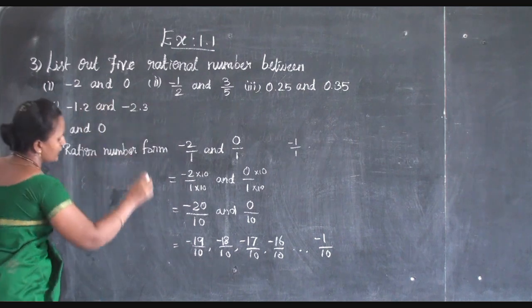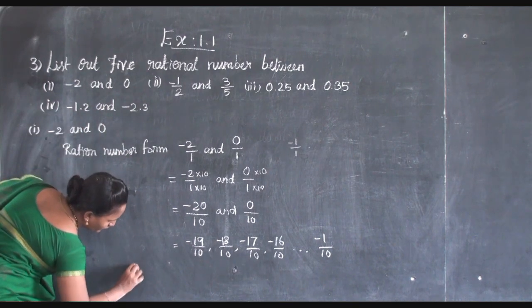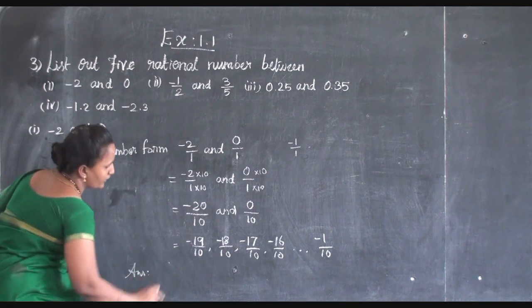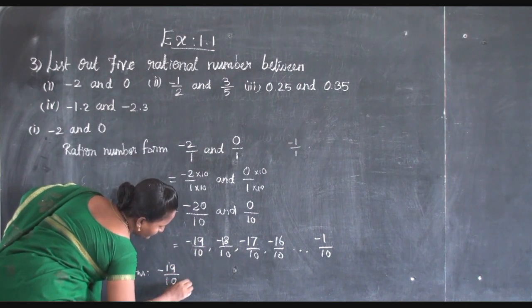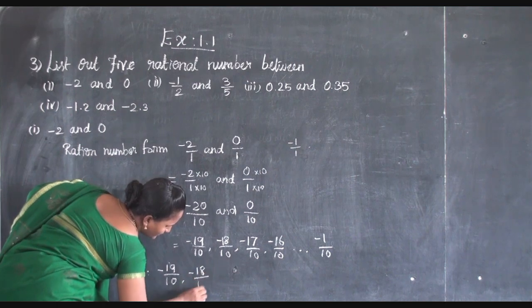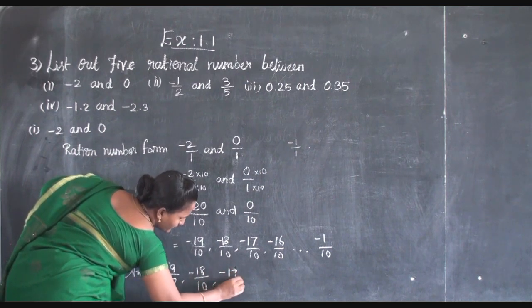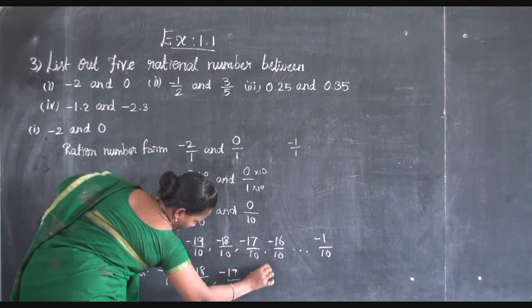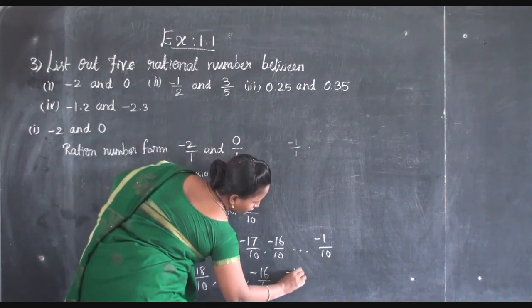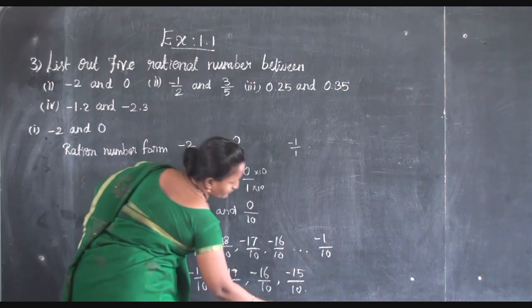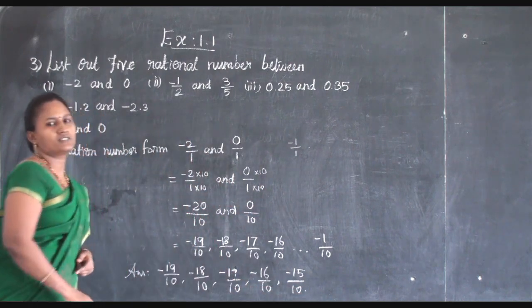So there are 5 rational numbers. We have to write only 5 numbers from this: minus 19 by 10, minus 18 by 10, minus 17 by 10, minus 16 by 10, minus 15 by 10. This is the answer.